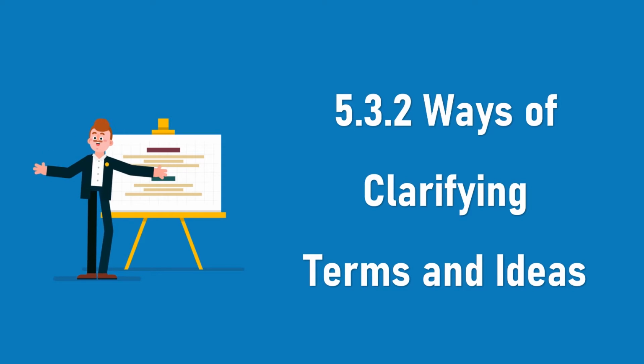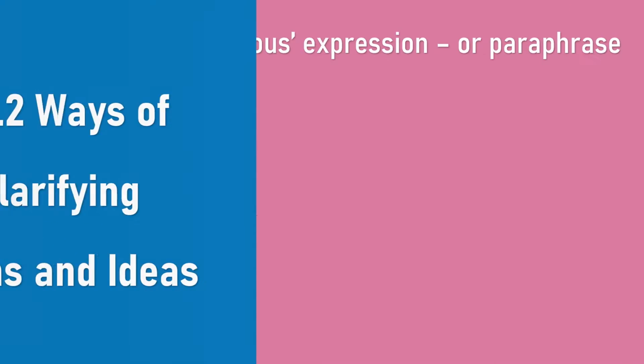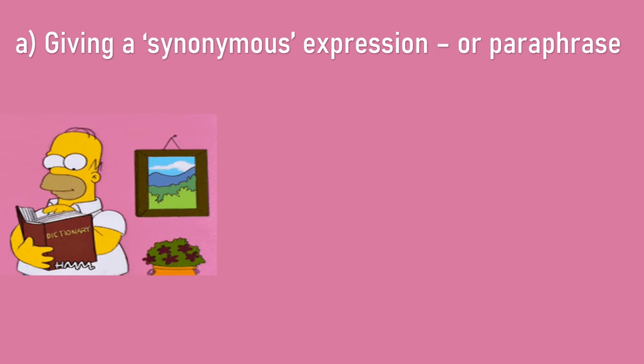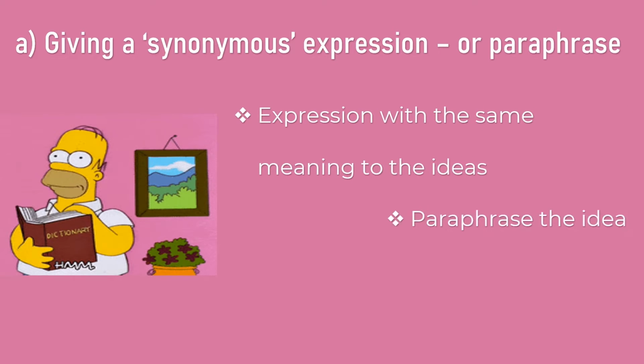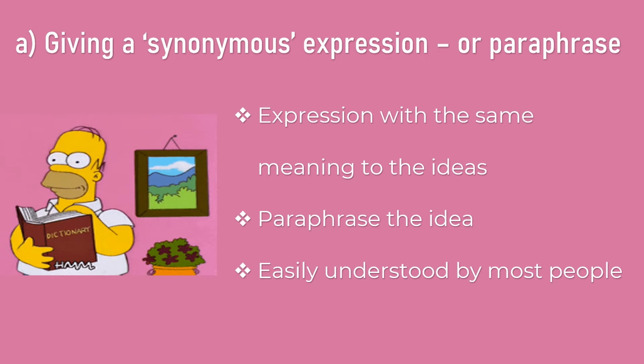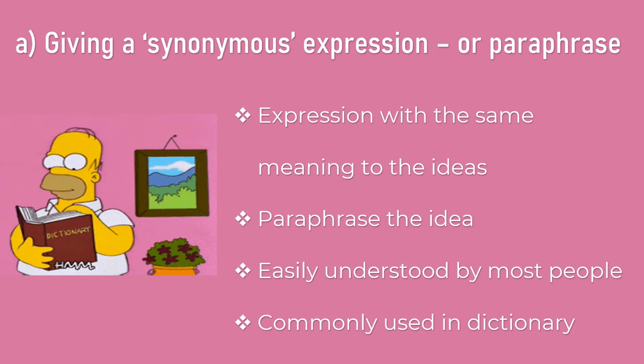5.3.2 Ways of clarifying terms and ideas. So there are 6 ways of clarifying terms and ideas, and the first one is giving a synonymous expression or paraphrase. The first way of clarifying terms and ideas is to give a synonymous expression, or an expression that has the same meaning as the idea, or to paraphrase the idea, which is easily understood by most people. And we can also see that this method is commonly used in the dictionary.